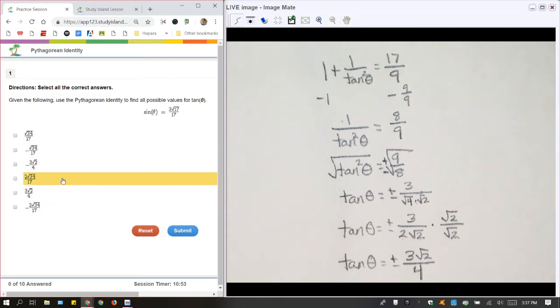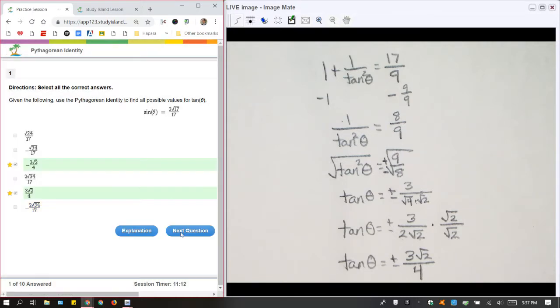So I'm going to look at my options here. I don't know what quadrant all these things are in, so I couldn't tell if cosine or any of those things are positive or negative. So we're just going to stick with both answers. It's asking for all possibilities. So I have negative 3 times the square root of 2 over 4 and positive 3 times the square root of 2 over 4. All right, next question.